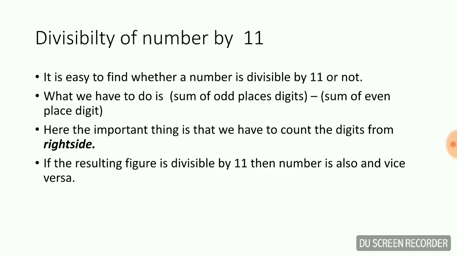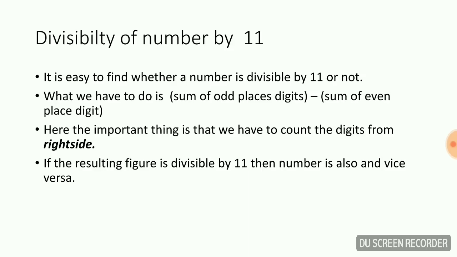If a number is 1 2 3, then 3 is our first digit, 2 is our second digit, 1 is our third digit. And what we do is, at the odd places, all the odd place digits, firstly we add them, then we add the even place digits. So in 1 2 3, what are the odd place digits? 3 and 1. 3 plus 1 is 4. Now even place is only 1 digit, which is 2.